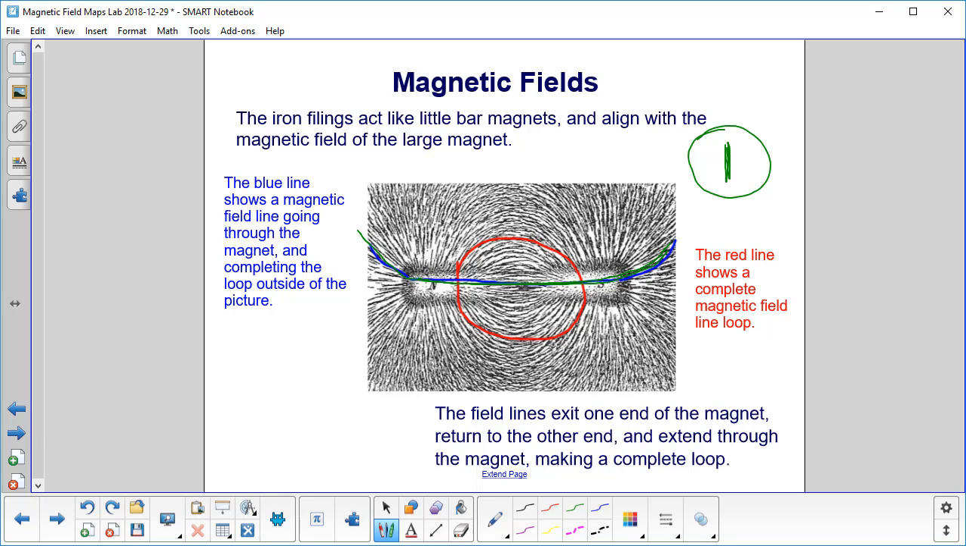We'll get to that. Magnetic field lines leave the North Pole, circle around, and come on back. The red line shows a complete magnetic field line in the loop. So it starts here, leaves, goes around and comes back. The field lines exit one end of the magnet, which will be the North Pole, return to the other end, and extend through the magnet, making a complete loop.